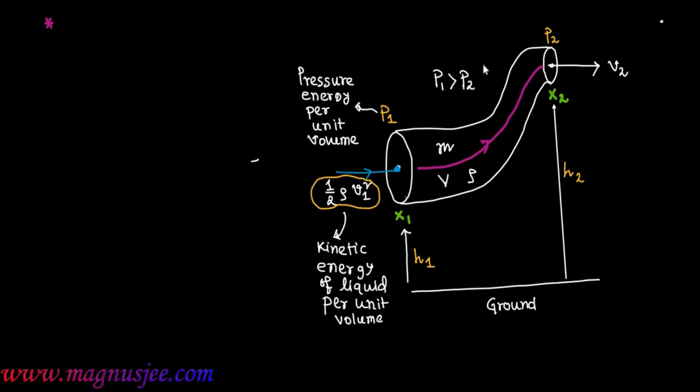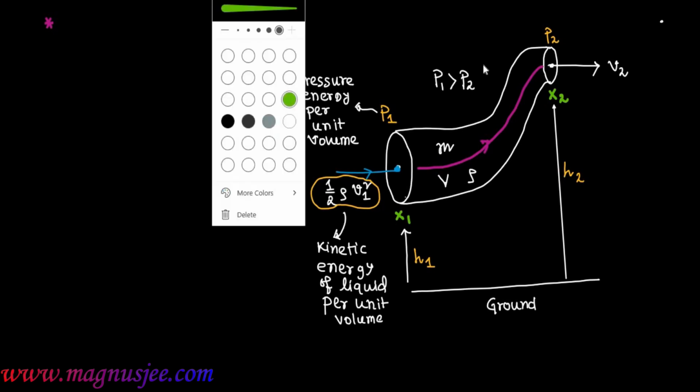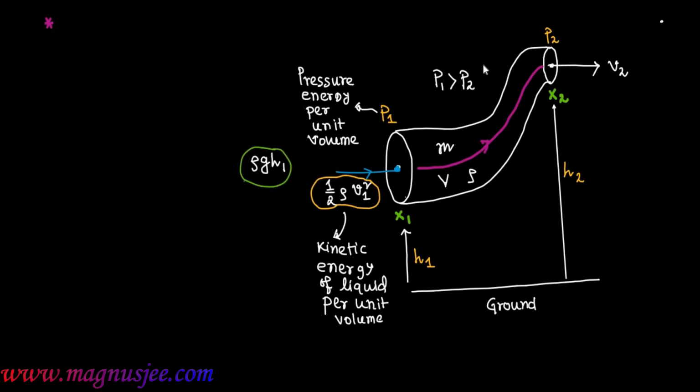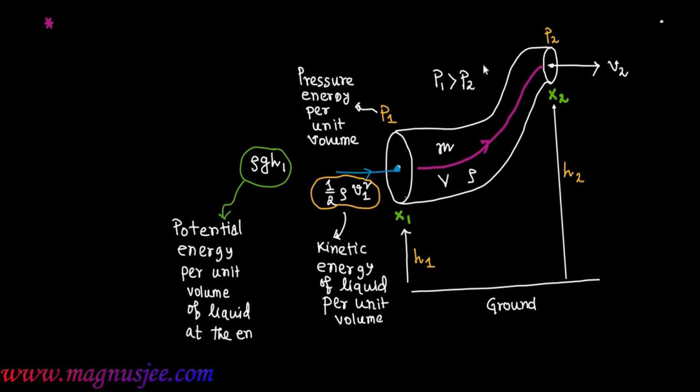Similarly, we can denote potential energy. Rho g h1 is the potential energy of liquid per unit volume of liquid which is pushed through the pipe. Rho g h1 is the potential energy per unit volume of liquid at the end x1. Now P1 plus half rho v1 square plus rho g h1 will be constant.